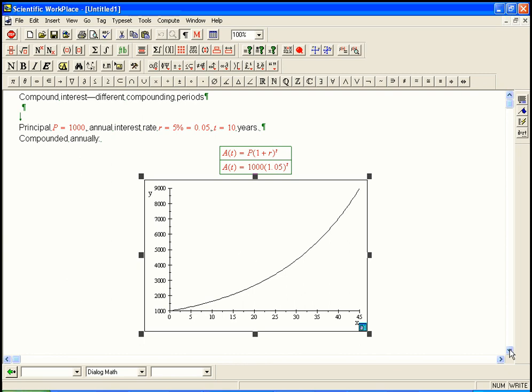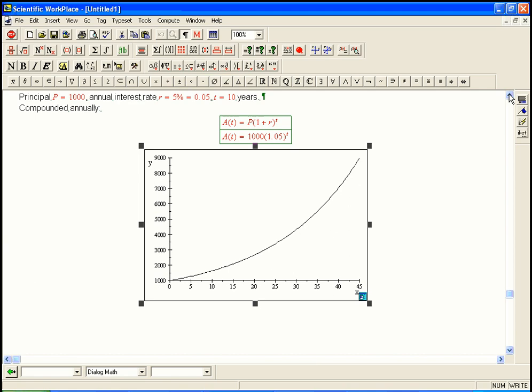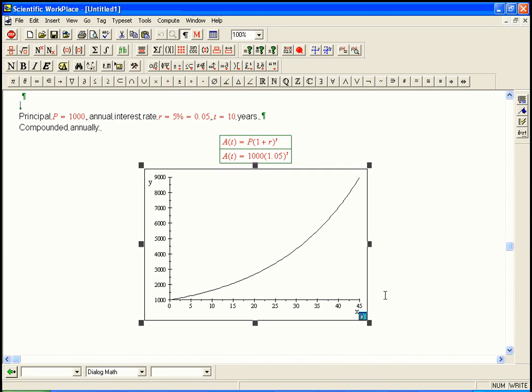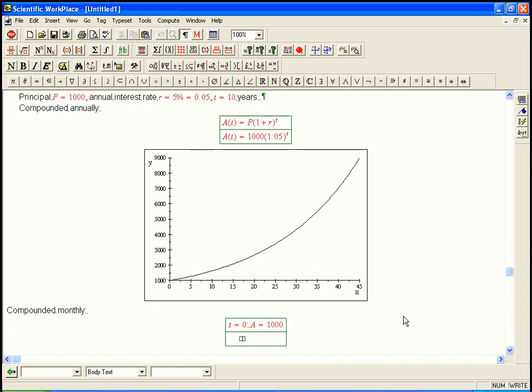So let's look at what happens if we compound more than annually. Let's suppose it's compounded monthly. Then what's going to happen? Well, if t equals 0, then the amount is just $1,000. If t equals 1/12, that's 1 month, but I'm always going to express it in units of years. That's going to help a lot.